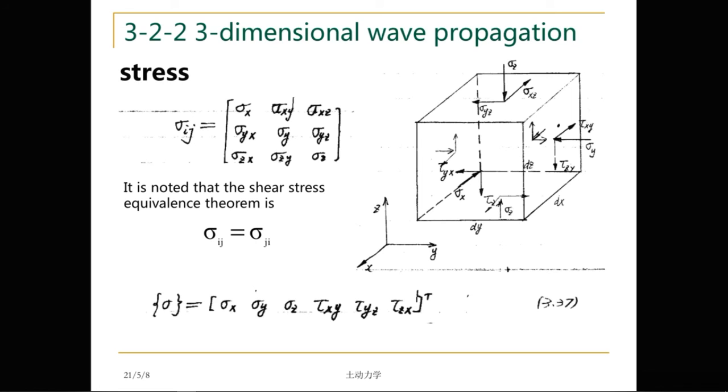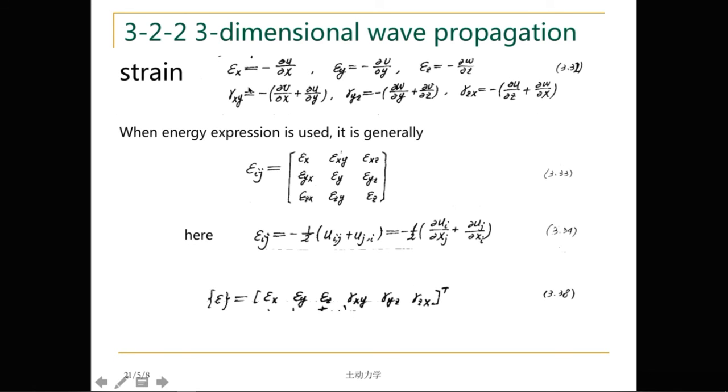Now we know that for stress, we have two expressions. The first one is the tensor expression. Another is the vector expression. But for either expression, there are only six stresses. These six stresses are independent.